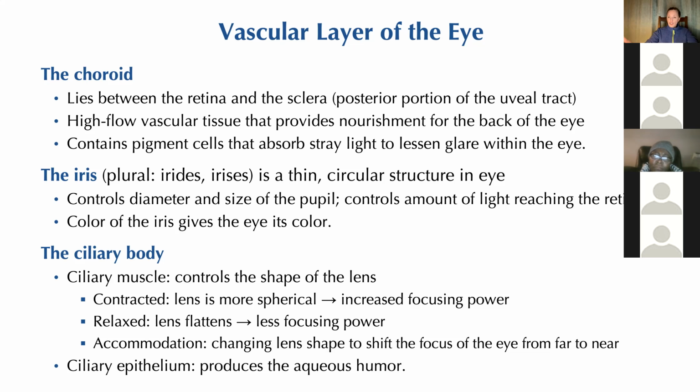We refer to this changing from near to far and near to far vision as accommodation. Accommodation, you can see, is the shifting shape of the lens to change our focus from near to far. And as you know, as you get older, your ability to shift your focusing is a little bit more challenging, okay? Remember always that the ciliary epithelium that covers that muscular layer is what will make the aqueous humor.